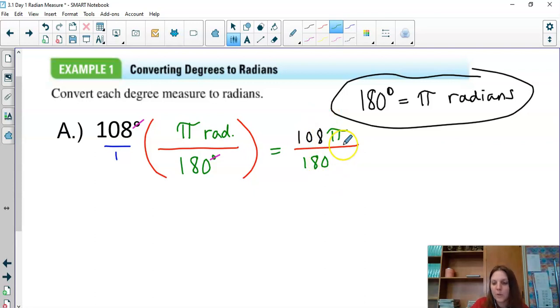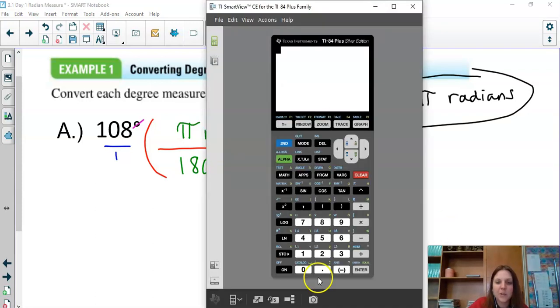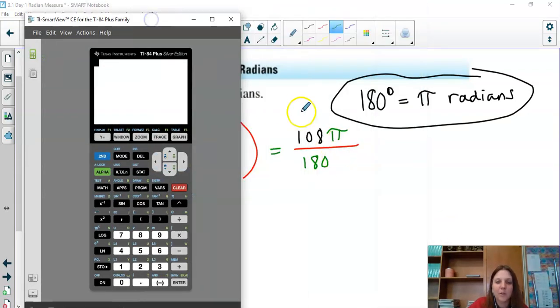And in order to do this, I'm going to make my life much easier by using the calculator. You could do this longhand. It would take you a little while. You have to come up with common factors. So I'm just simply going to type it into the calculator. 108 divided by 180. Notice I'm not putting pi in today. Hit enter. It's 0.6. That's great, but I want my answer to be a fraction.